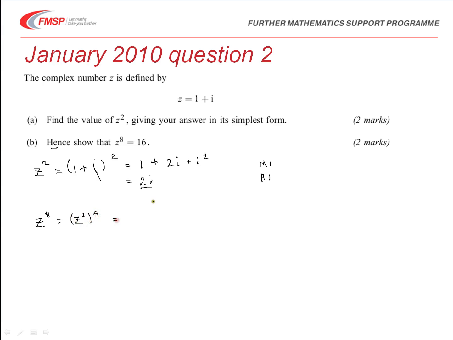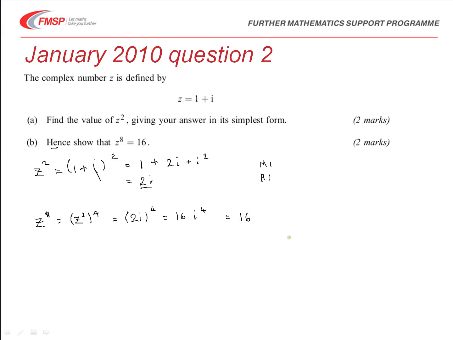And so this becomes 2i to the power of 4. And we know that 2 to the power of 4 is 16. And then i to the power of 4, well, we know that i squared is negative 1, and we've got to square that again, so negative 1 squared is positive 1. So our answer is just 16.